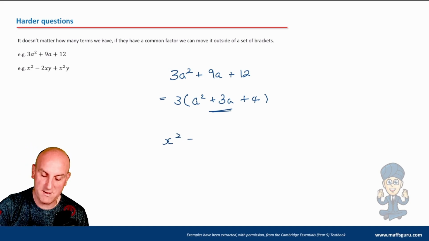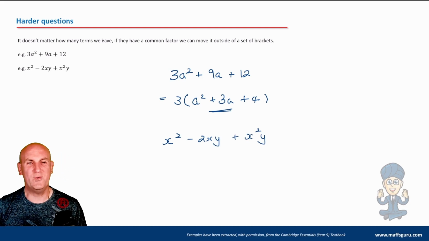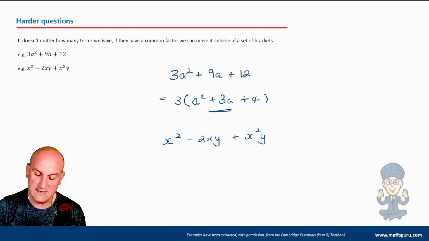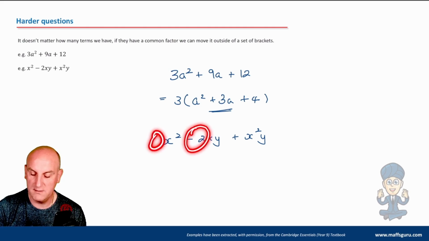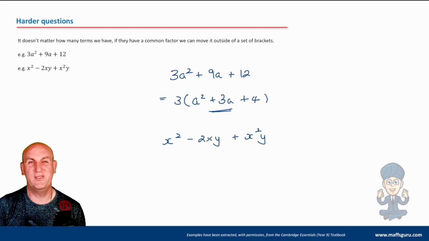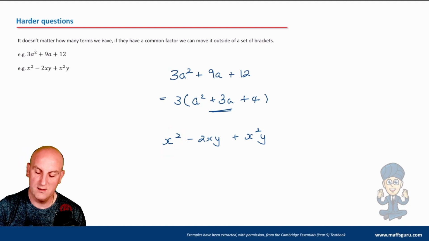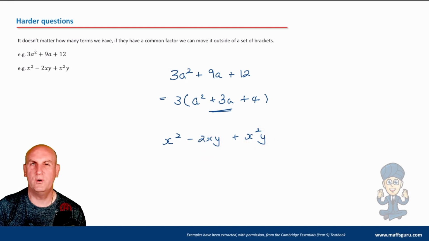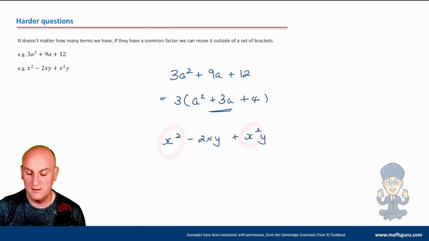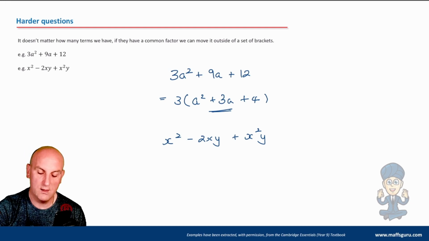What about the next one? We've got x squared minus 2xy plus x squared y. Are there any numbers? Well, that's a 1, minus 2, and 1. So other than 1, and there's no point doing that. So let's look at the letters. I've got x times x there. I've got x times y there. And I've got an xy. So what's the most I can take out? And lots of people go, oh, it's x squared. Well, it isn't, because this one here only has 1x to take out. So I'm actually just going to take out 1x.